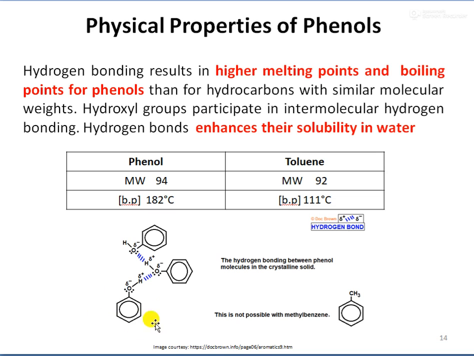So you can see here, this is a phenol. 3 phenols are represented here, and these phenols are forming hydrogen bondings with each other. So there is an oxygen atom of the phenol and a hydrogen atom of the adjacent phenol. So there is extensive hydrogen bonding in the phenol. Whereas in toluene, there is no electronegative atom and there is no oxygen. So there is no chance of forming hydrogen bonding in toluene. So this results in a lower boiling point in toluene when compared to phenol.